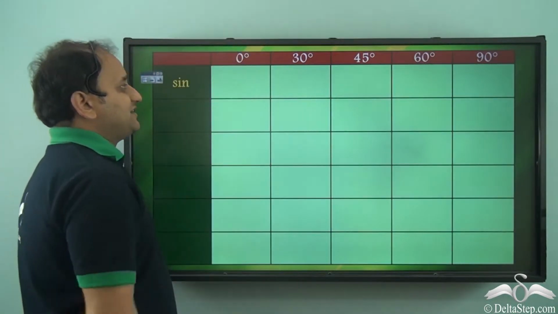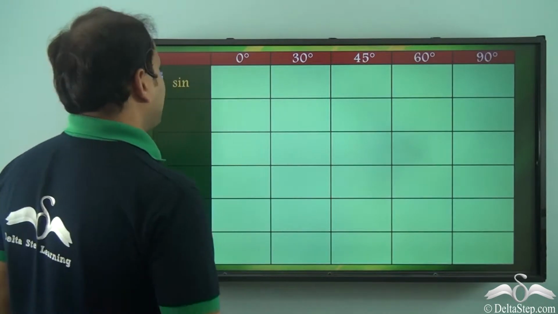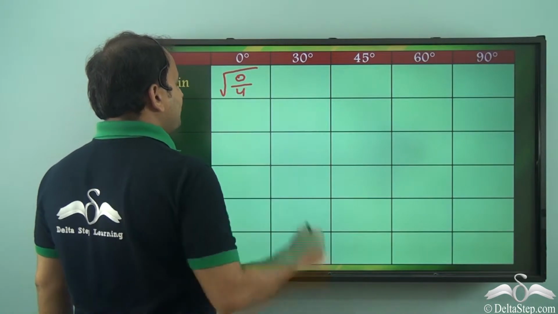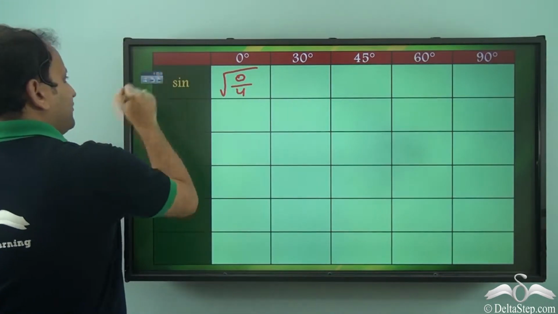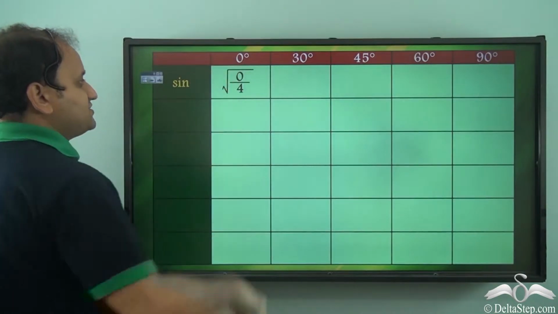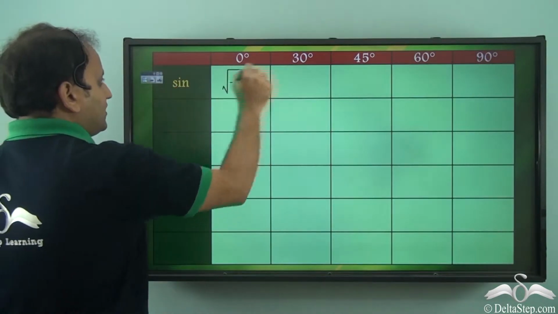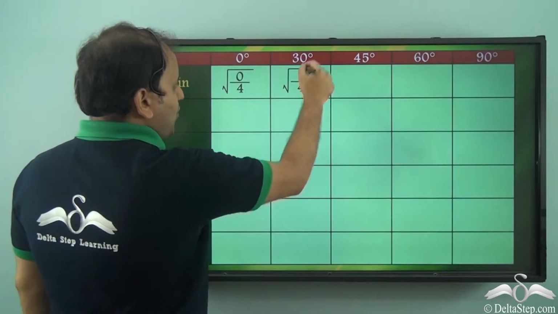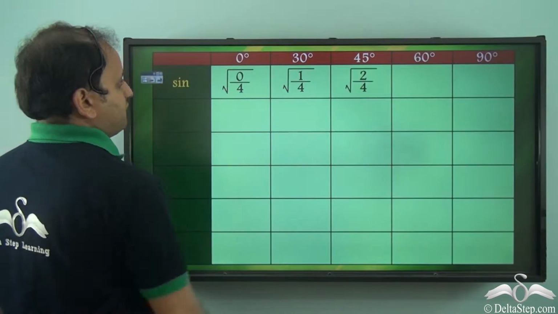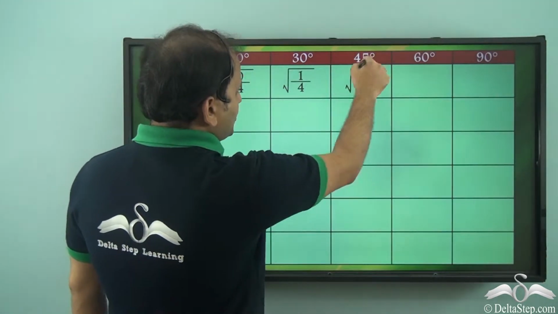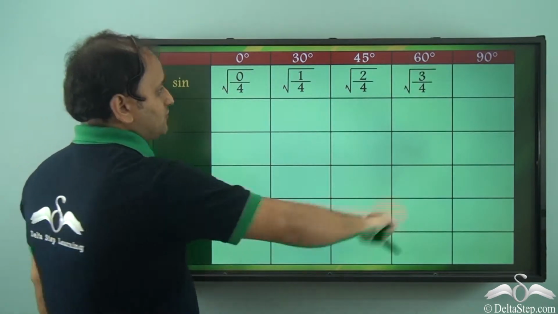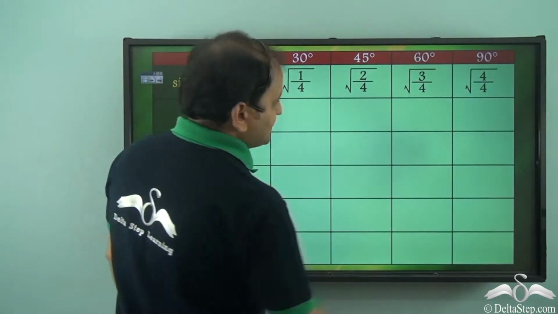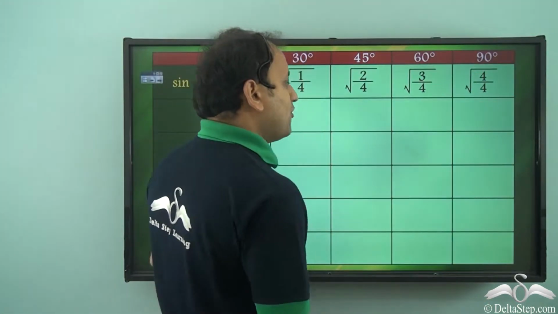So for sine 0 degrees, what can we write? We can write root 0 by 4. Similarly, for sine 30 degrees, we can write root 1 by 4. For 45 degrees, we can write root 2 by 4. For 60, it will be root 3 by 4. And for 90 degrees, it will be root 4 by 4.